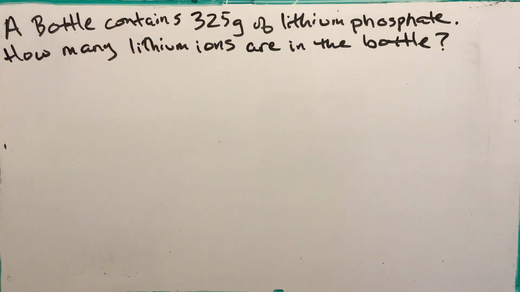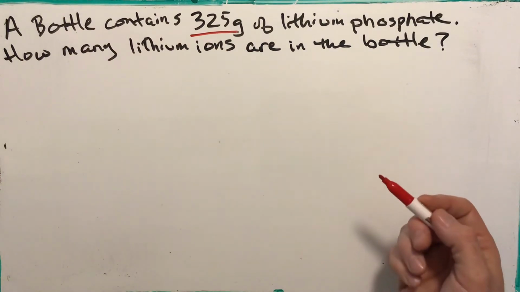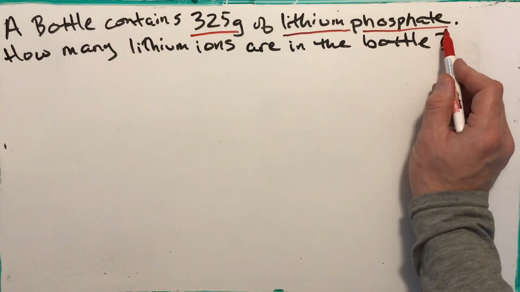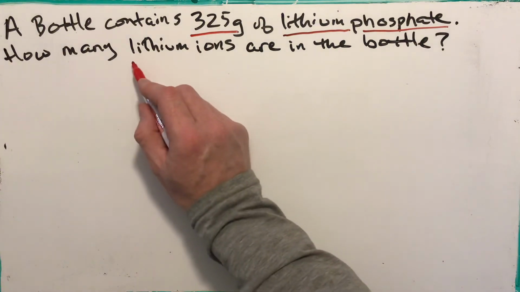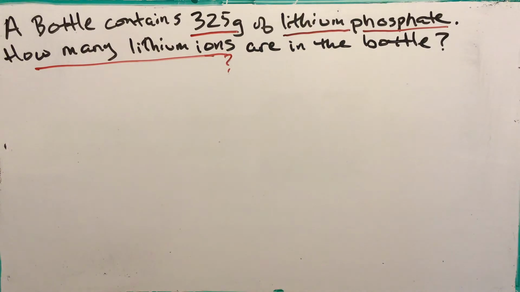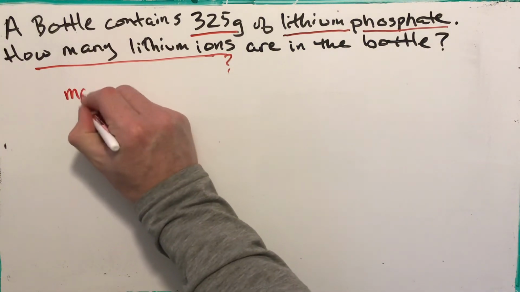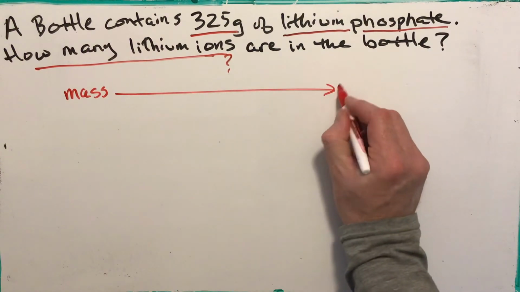So again, let's underline or highlight. This is important. That's my mass. That's my starting point. Lithium phosphate, that name I can turn into a formula and get the molar mass from that. And then this is what I'm looking for. Now, ions are another type of particle. So it would seem that we're doing this. It seems like if we kind of reason it out, I was given a mass and I have to find particles.